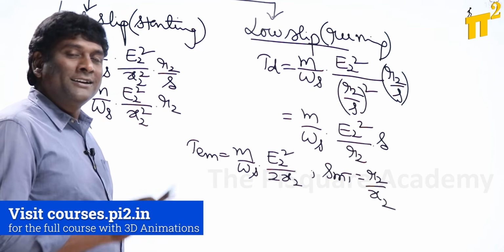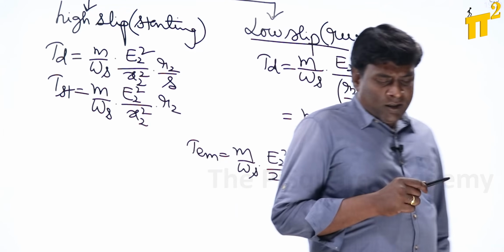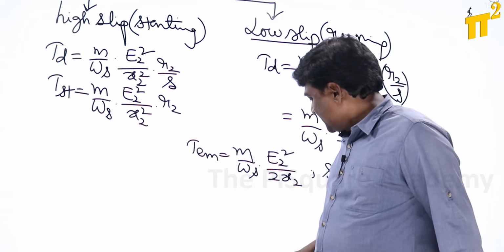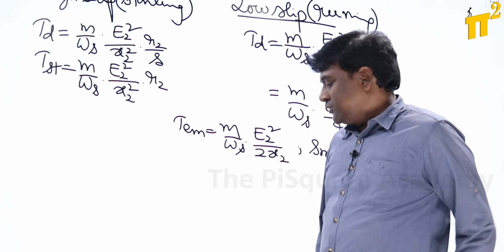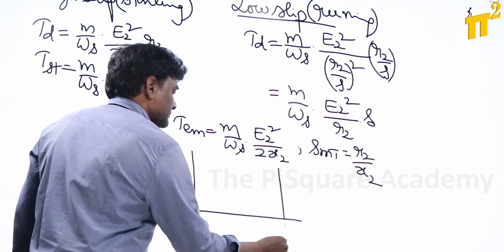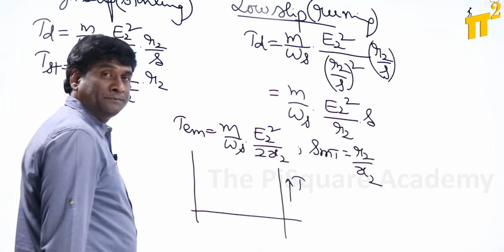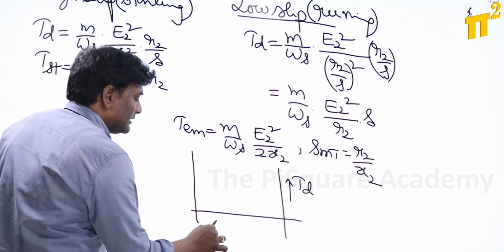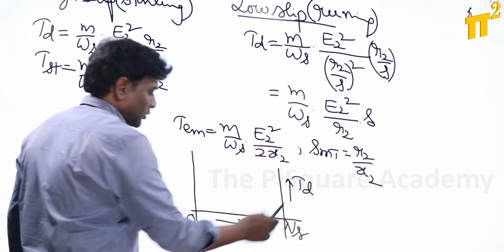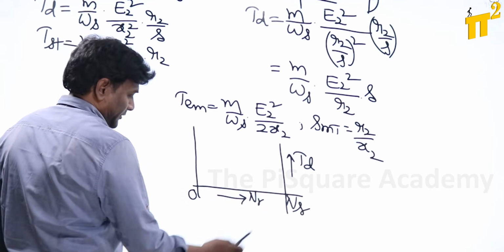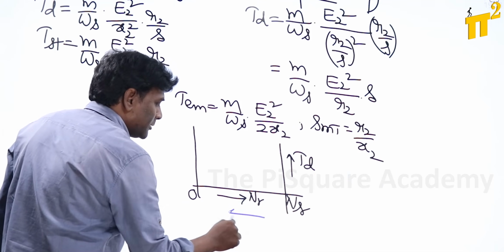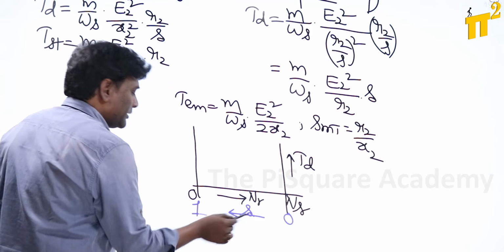Now we should be able to draw the characteristics of this. Okay, do they ask characteristics? No, they don't ask, but we should understand this at least. Okay, now if you see kind of drawing the characteristics, this is going to be the torque developed by the motor, and this is going to be the rotor speed, zero speed, ns speed. Or from the slip point of view, we can say that this is the slip, this is zero slip, this is unity slip.